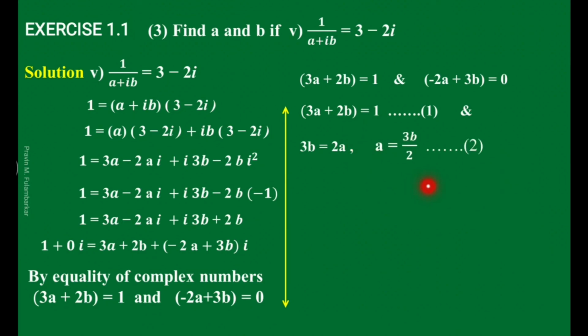Now see, from equation second, minus 2a plus 3b, we transfer this minus 2a to the right hand side, we get 3b equals to 2a. So we find here the value of a in terms of b. So we transfer this 2 to the left hand side, we get a equals to 3b by 2. So instead of denoting this minus 2a plus 3b equals to 0 as equation number second, we denote this a equals to 3b by 2 as equation number second.